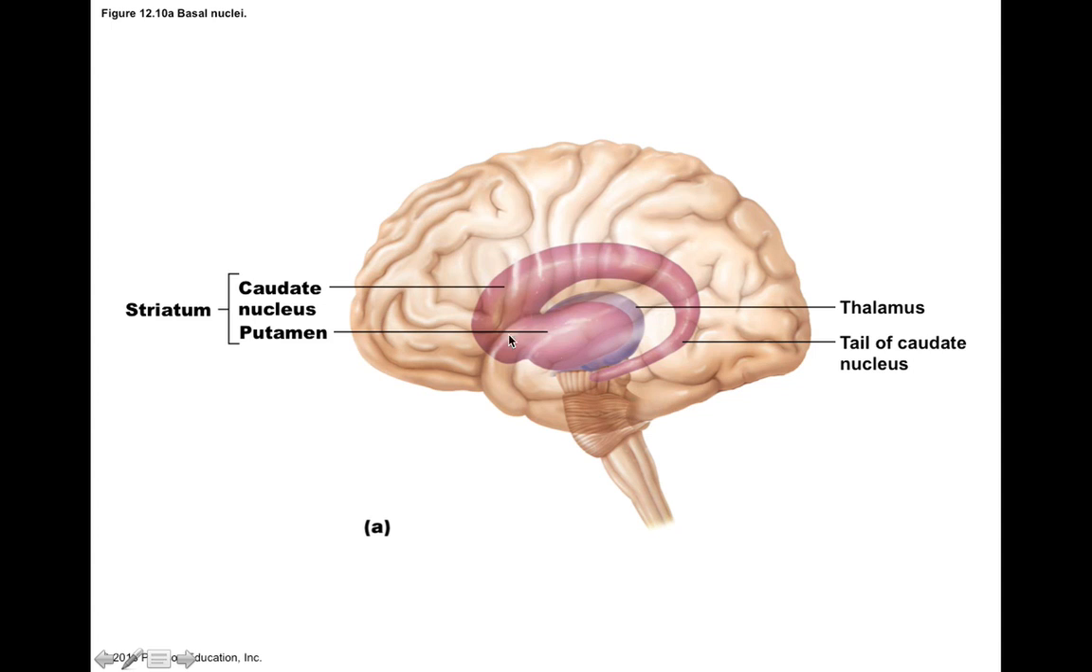So if you look here deep within the cerebral hemisphere, we can see our striatum, which has our caudate and our putamen, as well as our thalamus deep to that. And over here we have the tail of the caudate nucleus. Near the tail of the caudate nucleus, we'd find something called the hippocampus, which would be just internal to this. The hippocampus is actually part of the temporal lobe. And then the very tip of that would be another region called the amygdala, which is involved with emotional processing.